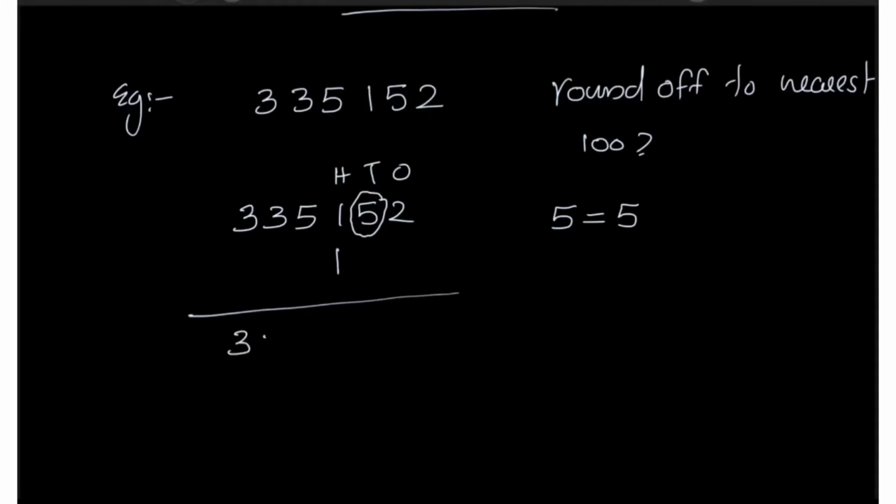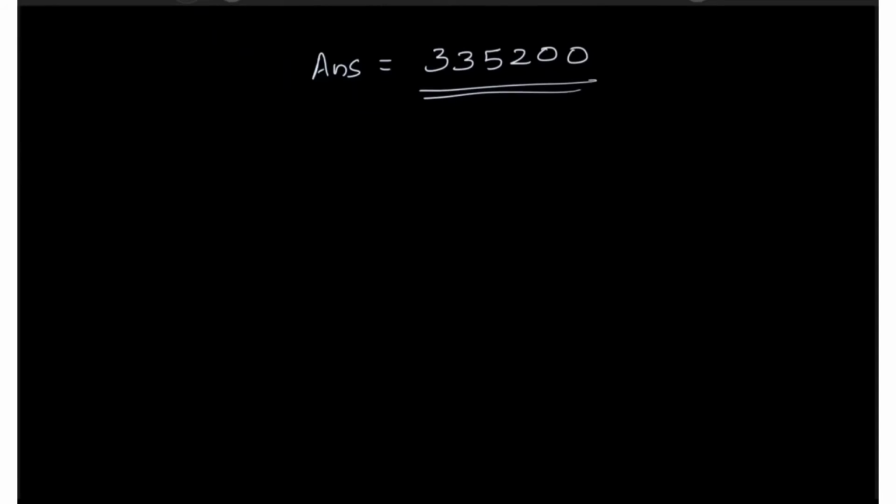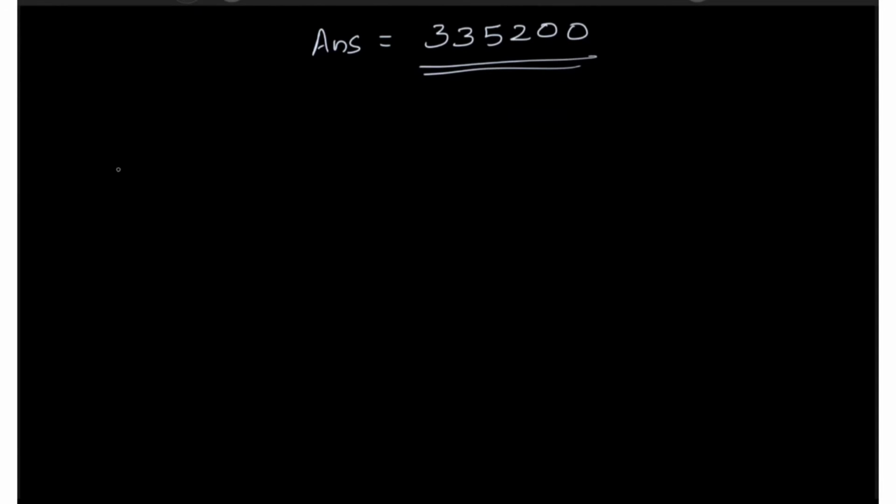is like this, 335. This 1 will change to 1 plus 1, 2, and all the rest into 0, and this is the round off technique, and our answer is equal to 335200. If the number is greater than or equal to 5, we can add 1 to the required place. Next is round off to nearest 1000.